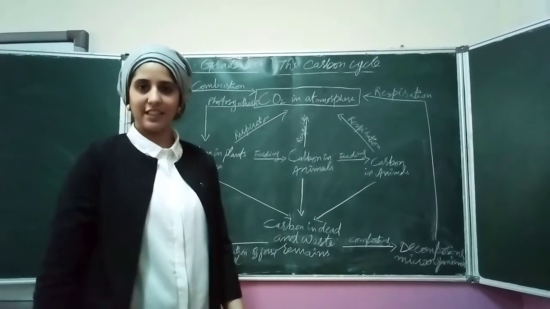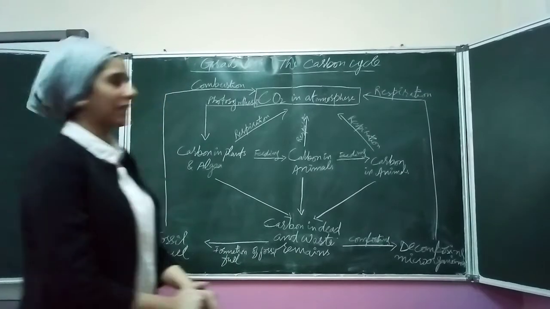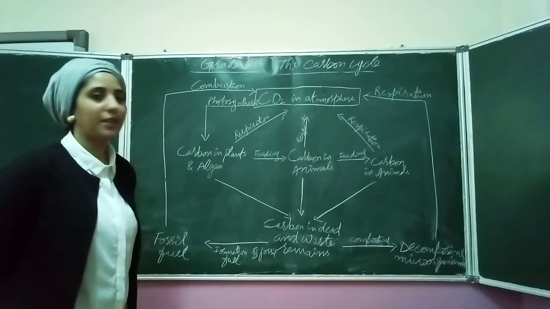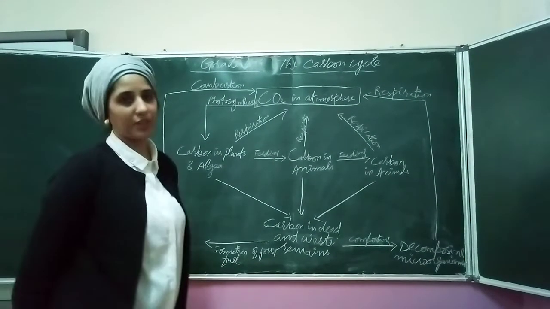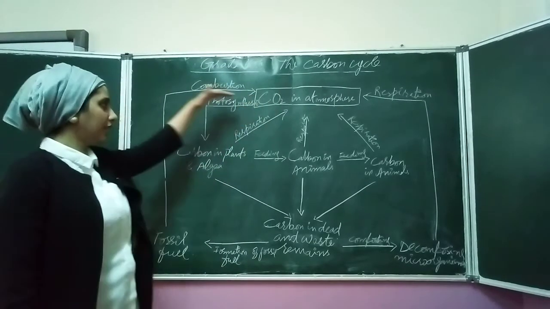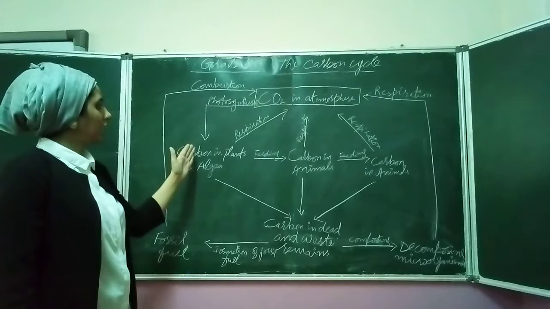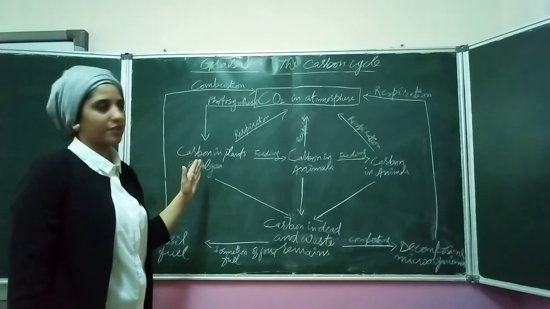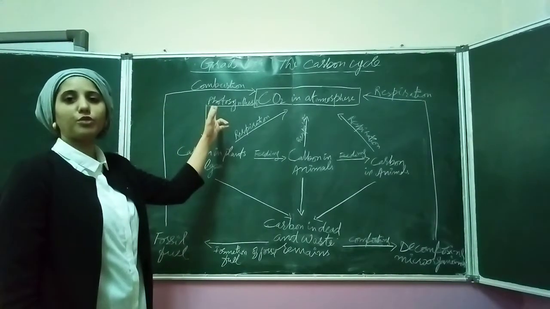We are going to study the carbon cycle today. So let's begin. As we all know, carbon dioxide is present in the atmosphere in a greater amount. So that carbon is taken by the producers, which are plants, through the process of photosynthesis.